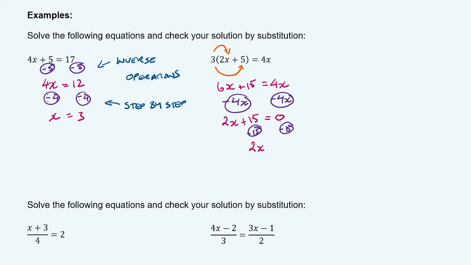Leaves me with 2x equals minus 15. Then because I've got the multiplication, my next inverse operation is we're going to divide by 2, and x is going to be minus 15 on 2, or minus 7.5. So that's some fairly straightforward solving of linear equations. Underneath here, we're going to chuck in some slightly more difficult ones.